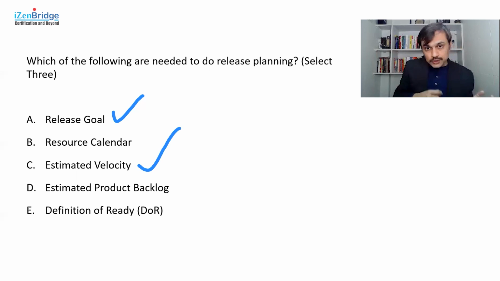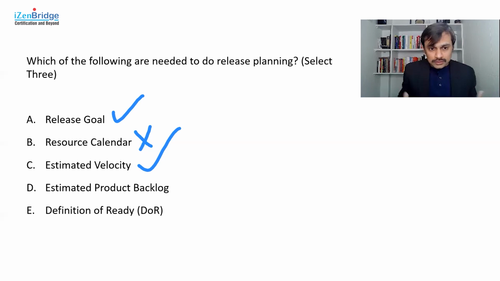Or if you have a historical velocity, you pick it from your past performances, and then you may do some adjustment based on what you see in the future, and then you estimate a given velocity. So rather than resource calendar, which is our predictive way of doing, where we know who is available when, the agile release planning is done by using estimated velocity. So we mark option B no, and we pick up option C as yes. So we have a 2, and now we are left with 2.